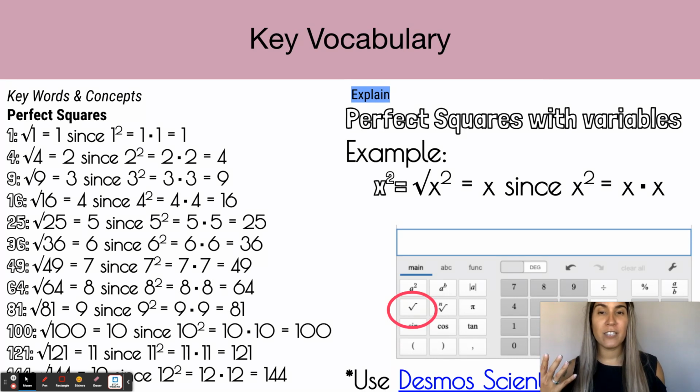Once you make sure they understand the concept with integers and with numbers, make sure you review what it means to be a perfect square in a variable. Now, I would also provide them with a link to the Desmos scientific calculator and make sure that they identify where they can find the square root so that they are able to go through this lesson finding the square root of their perfect squares.